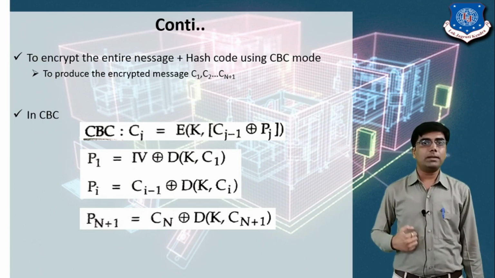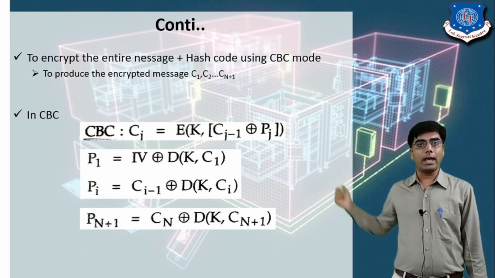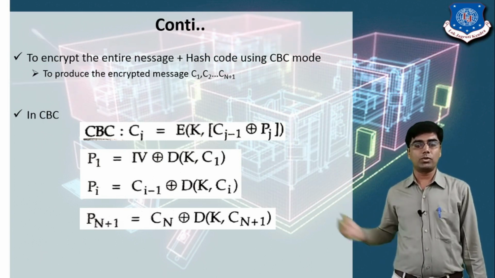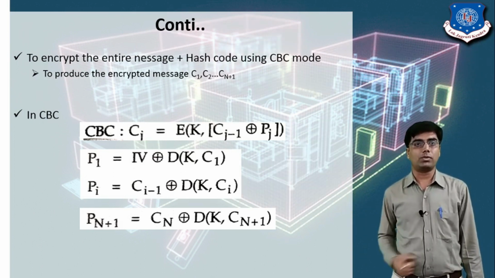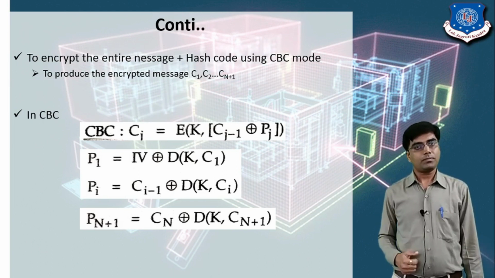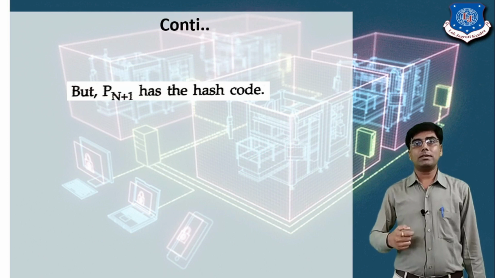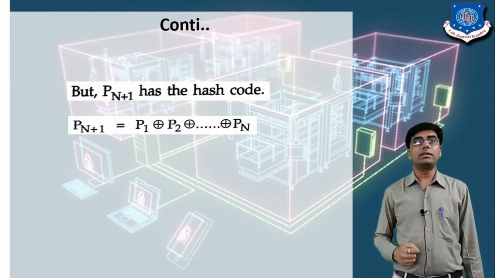Next, if I want to find P(n+1), it equals Cn, where n is the number of blocks 1, 2, 3, 4, up to 7, and exclusive or D(k, Cn+1). So this is the formula if I want to find, or encrypt, the P(n+1) block. Then the next: in the previous slide we have seen that P(n+1) has the hash code. So again we have to consider the hash code, right?